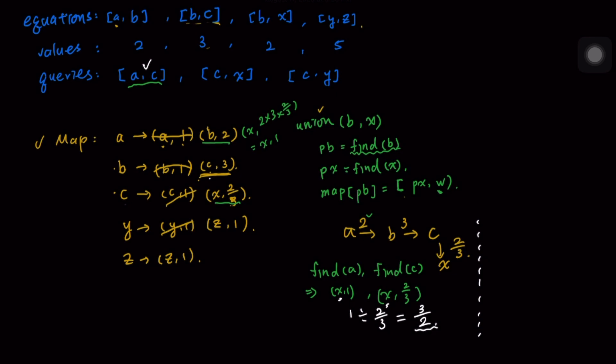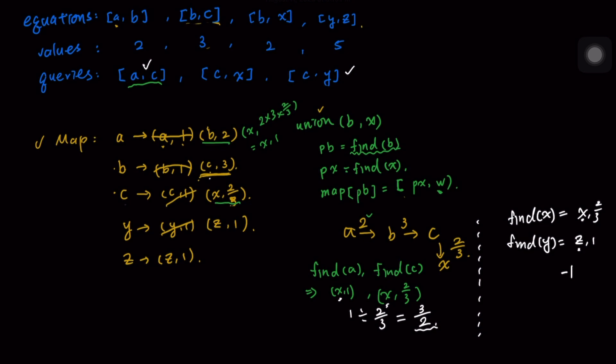And for the third query, C and Y, when we call find C, the parent node is X. So find C will return X and 2 over 3. And when we call find Y, it will return Z and 1. Since the parent nodes are different, it means they are disconnected. So the answer is negative 1.